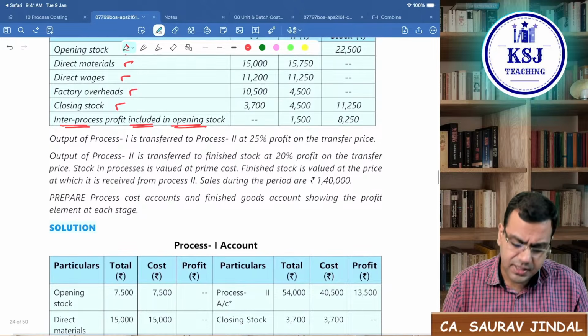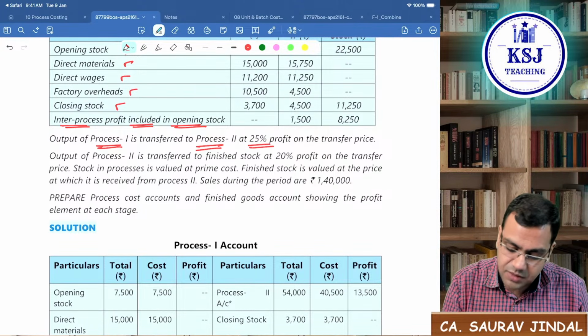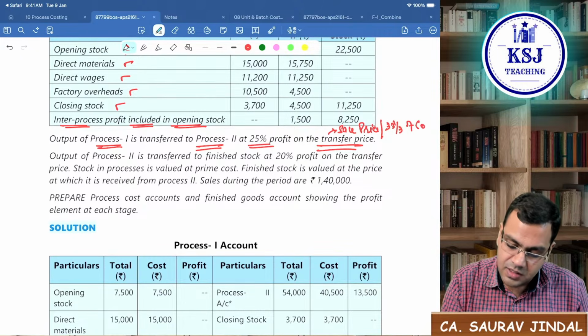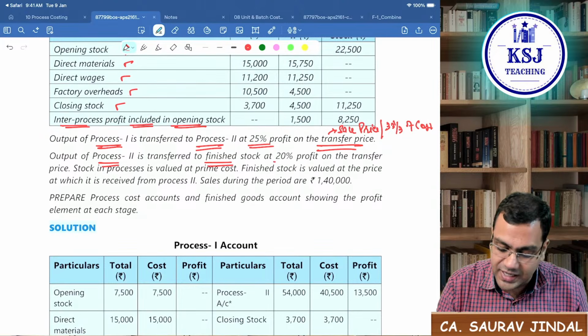Now what they say is output of process 1 is transferred to process 2 at 25% profit on the transfer price, that is on the sale price. 25% of sale price, or it will be 33 1/3% of cost. The output of process 2 is transferred to finished stock at 20% profit on the transfer price. So it is 25% on cost.